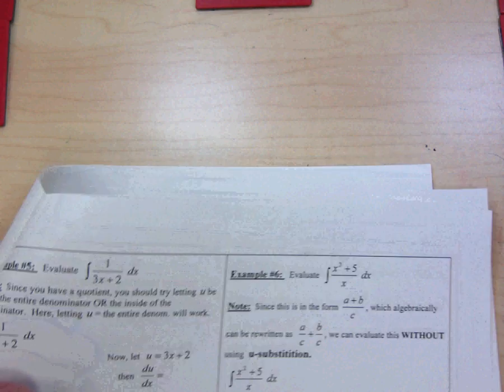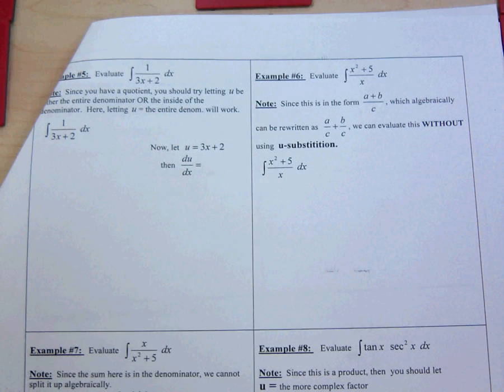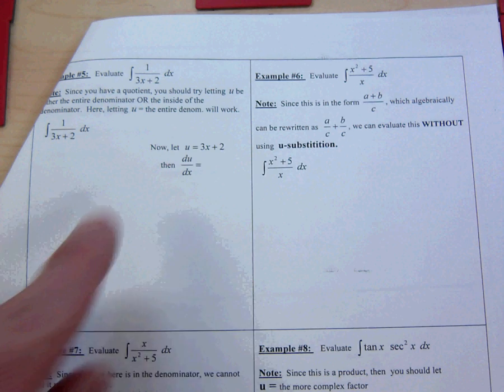Okay. So this time, again, notice I have a quotient, right? So again, in that case, try letting u be the entire denominator or the inside of the denominator. Well, in this case, you really don't have an inside of the denominator, so let's just let u be the entire denominator. Got it? Okay, so that's what I did.